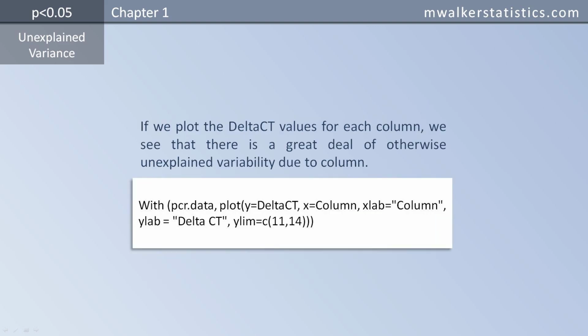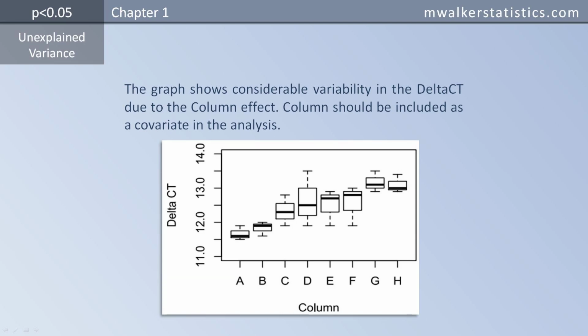If we plot the delta CT values for each column, we see that there is a great deal of otherwise unexplained variability due to column. The graph shows considerable variability in the delta CT due to the column effect. Column should be included as a covariate in the analysis.